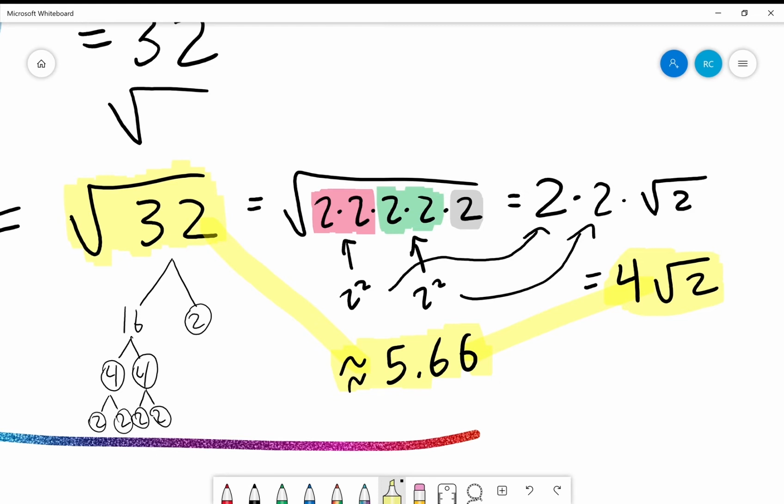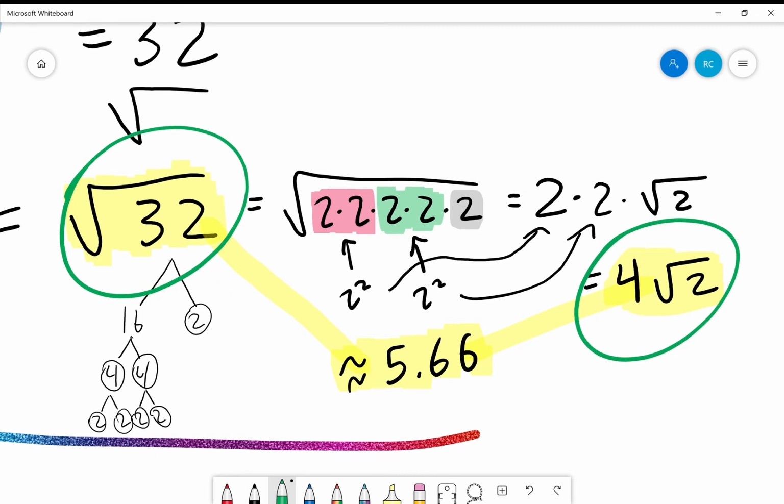However, I want to make it clear that this one and this one are accurate. Whereas if you find a decimal approximation, it is just that, an approximation. You might end up getting a problem wrong on Khan Academy because you used an approximation and not the actual exact square root.